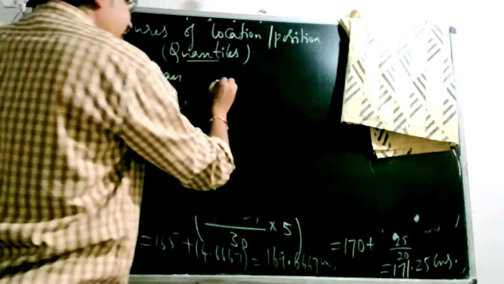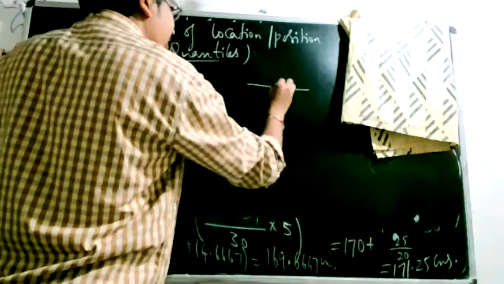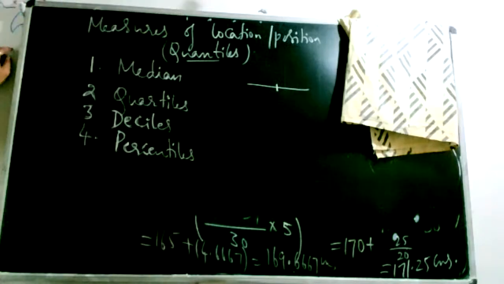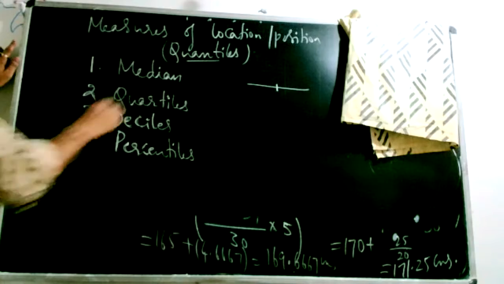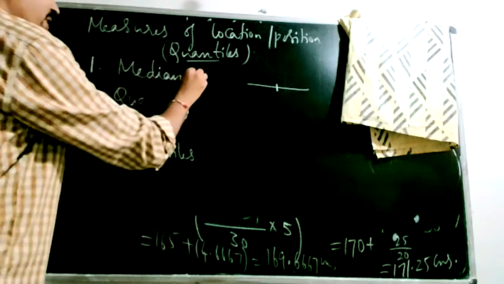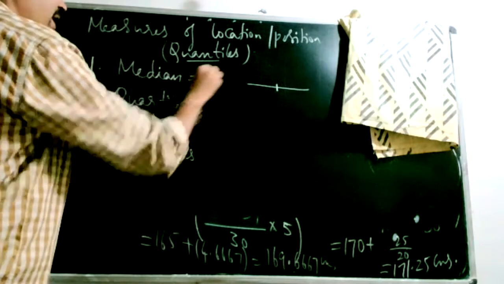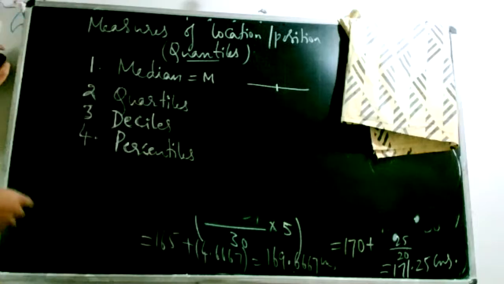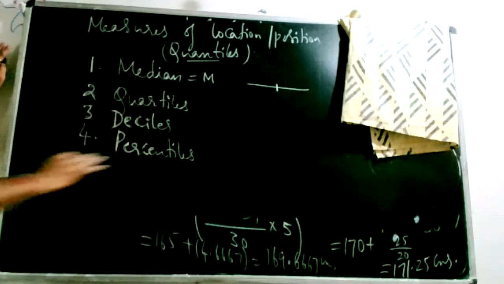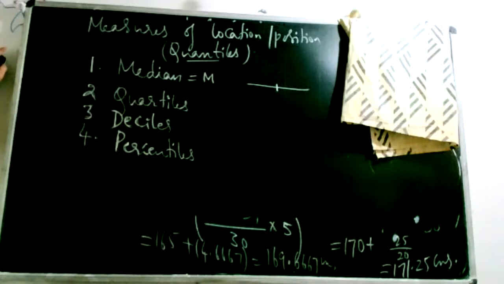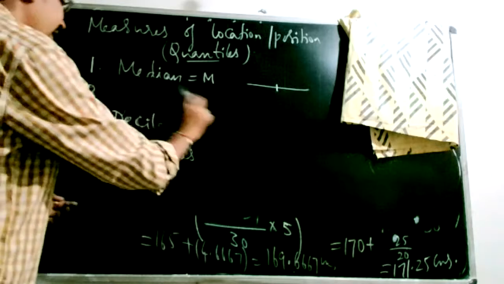If you are dividing the entire distribution into just two parts, then you will cut the distribution at the midpoint, and that middle value is called the median, indicated by M. We already learned how to compute median for all three cases of data: raw, discrete, and continuous. The same procedure will be extended for the other cases also. Now the next measure is quartiles.